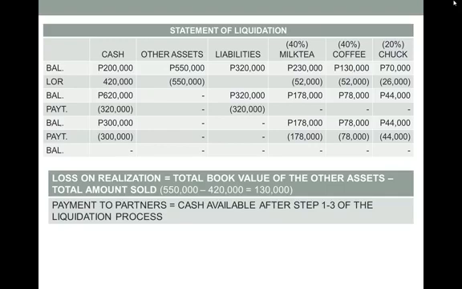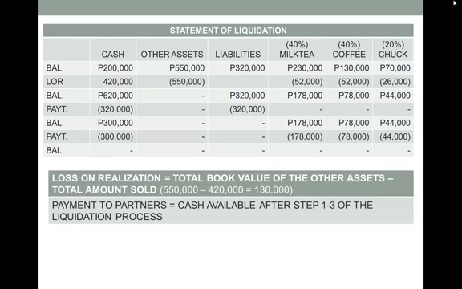Liabilities, 320,000, then subtract the allocated loss to the partners. So, yung balance ni Milk Tea na 230,000 less 52,000, you will get 178,000 because of the allocated loss. Then, for coffee, 130,000 less 52,000, you will get 78,000. Then for Chuck, 70,000, then 26,000 allocated to Chuck from the loss on realization, you will get 44,000. That is the balances after loss on realization.